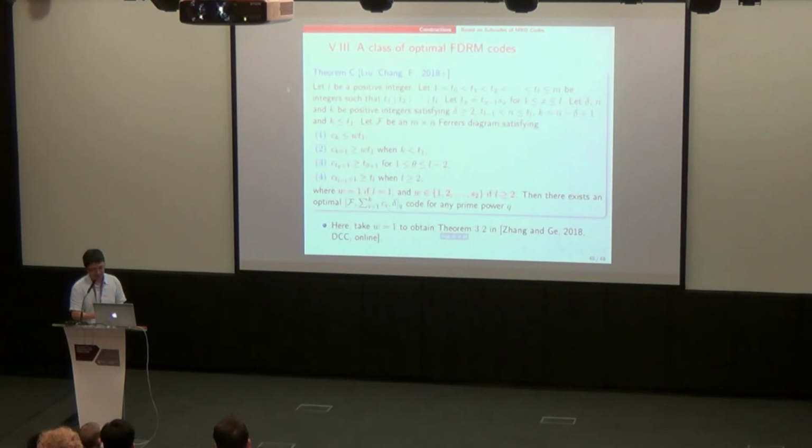Another main result is this one. When omega equals 1, Zhang and Ge obtained the same result, so here we generalize that result. In language, it means the first k columns are required to contain at least T2 dots. In their paper, they required each of the first k columns to contain at least T1. T1 is smaller than T2, so we generalize the results a little.